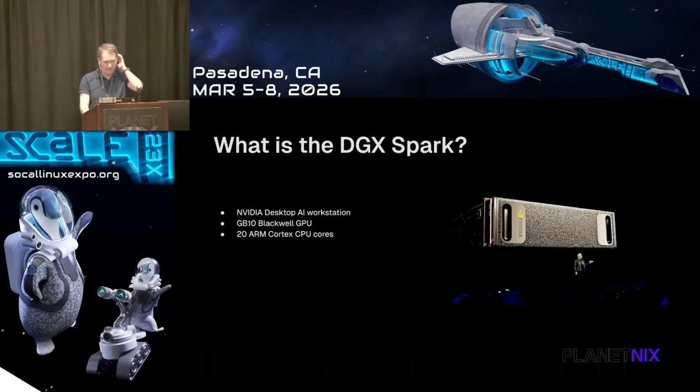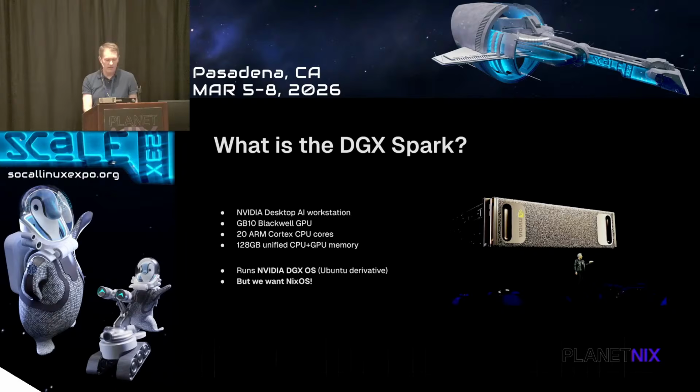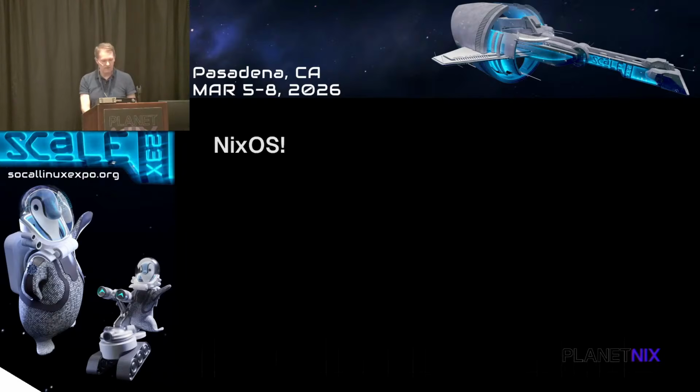It's got 20 ARM cores, and it has 128 gigs of unified memory. So the cool thing about this is you can use it as CPU memory or GPU memory, and if you're not using it as CPU memory, you can use it all as GPU memory, which is quite useful. So by default, it comes with this NVIDIA DGX OS, which is an Ubuntu derivative, but we want NixOS, obviously. Okay, so how do we get NixOS?